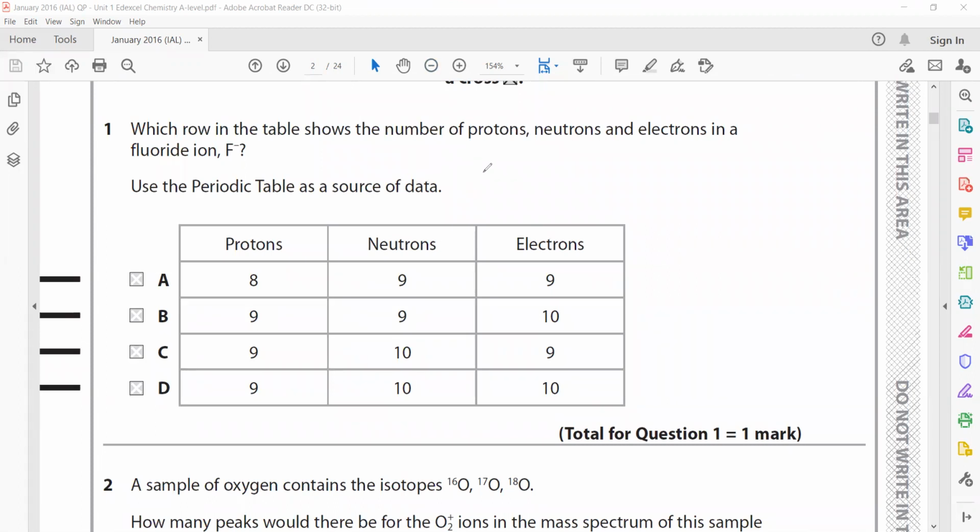In question 1, which row in the table shows the number of protons, neutrons, electrons in fluoride ion? Because it's an ion, and it's a negative ion, it means electrons should be more than protons. When we check the periodic table, fluorine is 9 and 19. So there are 9 protons, neutrons 19 minus 9, so 10 neutrons. And because it's a charge, an extra electron is there, so it will have 10 electrons. So 10 electrons, 10 neutrons, and 9 protons. That's why D is the right answer.